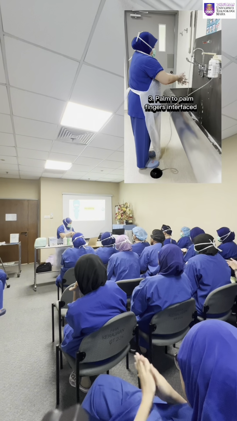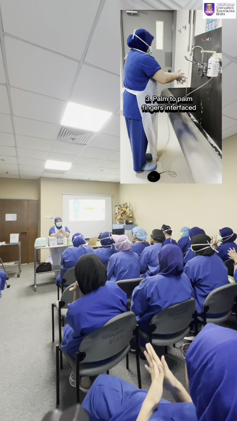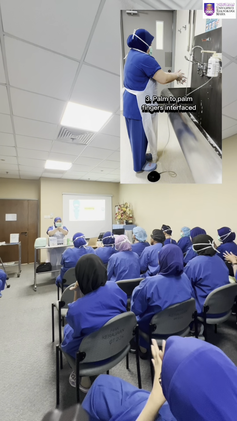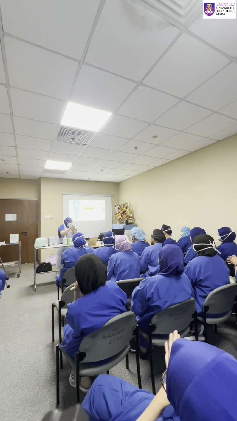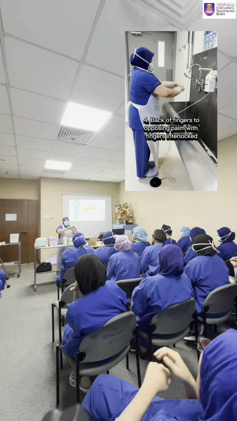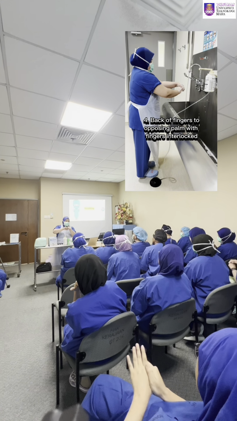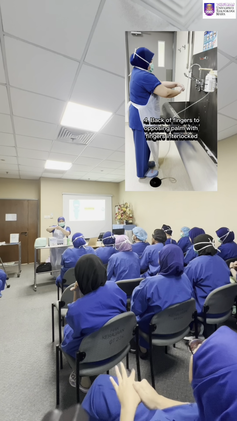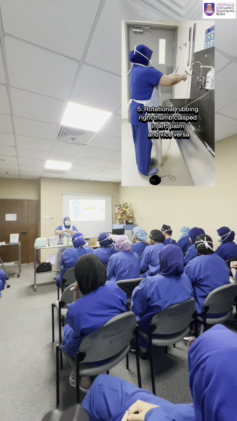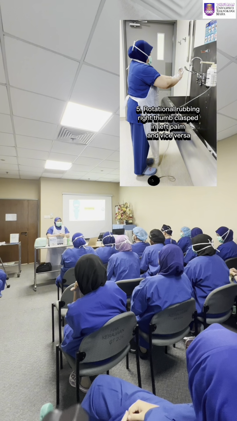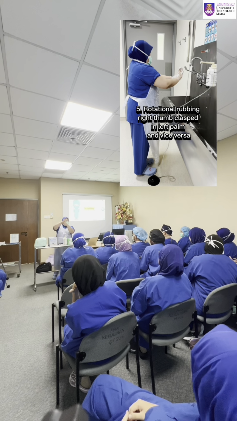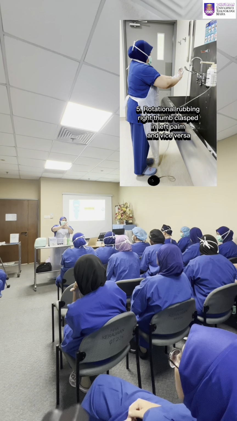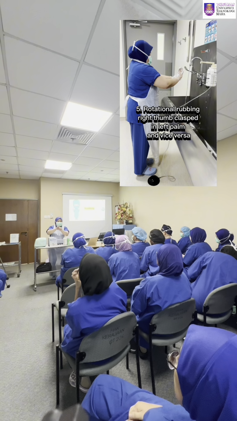Okay, next, from palm to palm, interlace like this. You count 1 until 10. If you finish until 10, you move to the back of the fingers opposite your palm with your fingers interlocked like this. Okay, 1, 2, 3, 4, 5, 6, 7, 8, 9, 10. After that, you use the rotational rubbing with your thumb flaps onto the left. If you start with the right hand, you count until 10, and then vice versa.